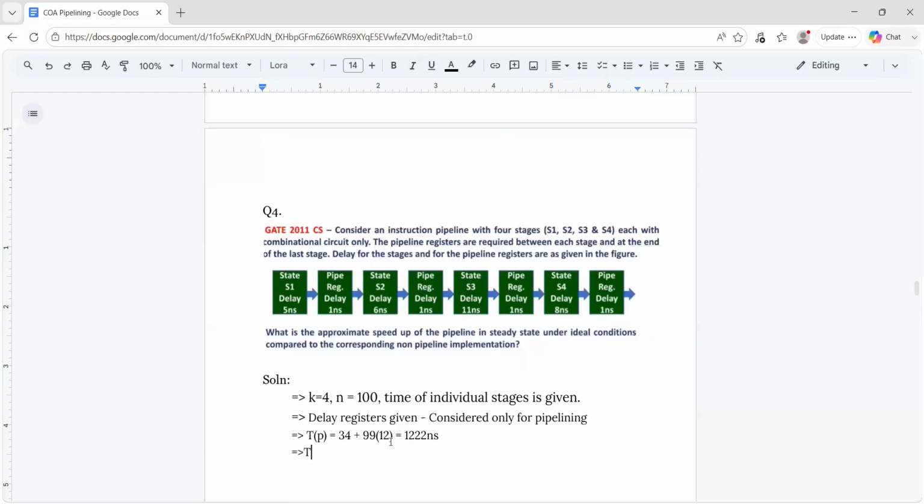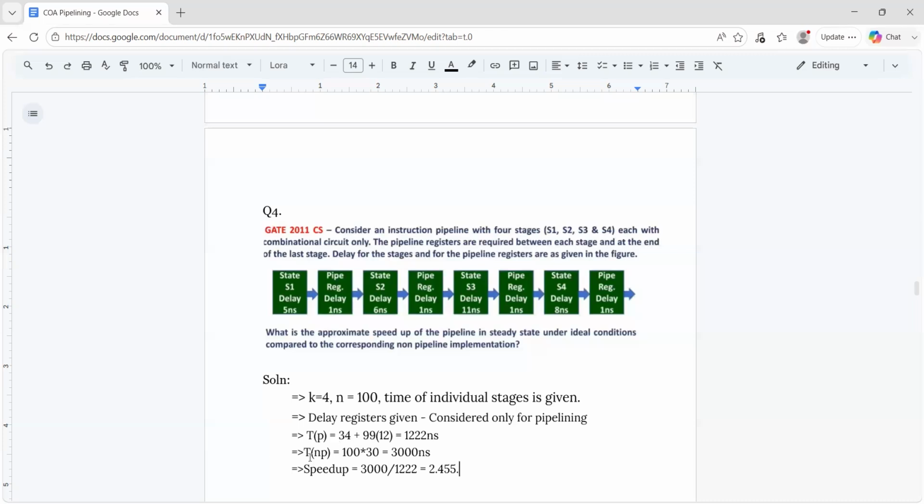And then we'll be solving for the non-pipeline case, which is equal to just n into the total time which is being taken. And here we won't include the 1 nanosecond delay since it is a non-pipeline case, so we take it as 30, which is equal to 3000 nanoseconds. So finally, speed up is equal to 2.455.